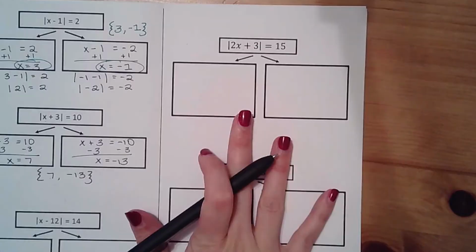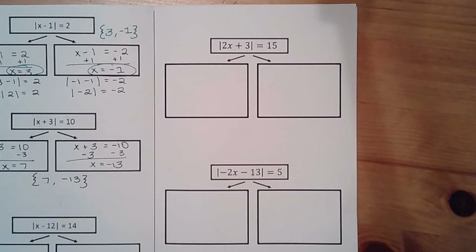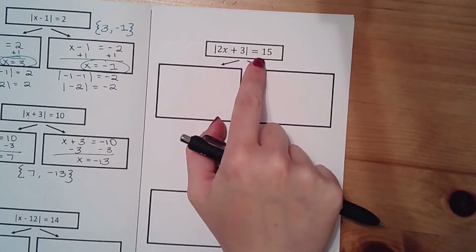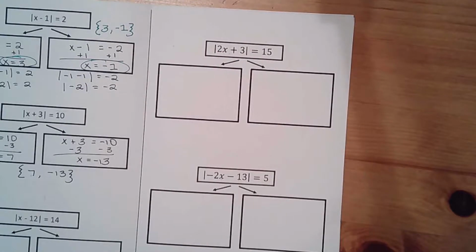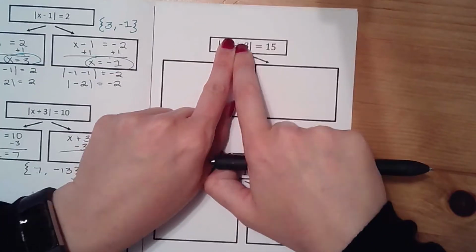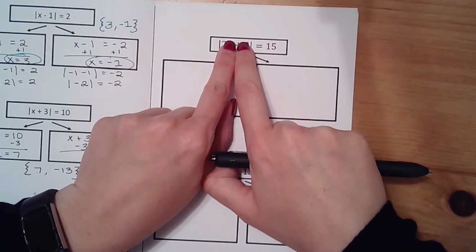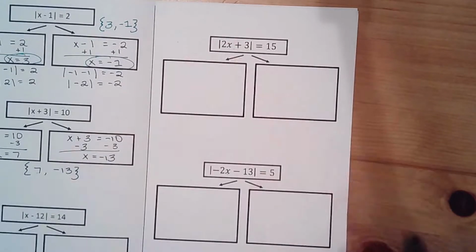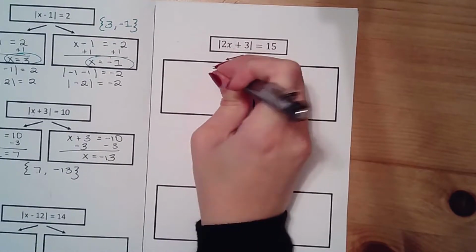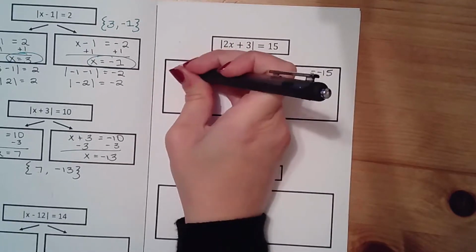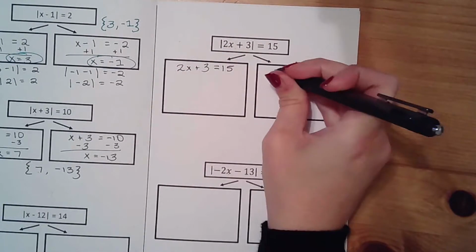All right, these get a little bit more complicated, but not too bad really. So this time, the absolute value of 2x plus 3 equals 15. I know if I cover up this stuff in my absolute value bars, it's saying whatever is in here has a distance of 15 from 0 on the number line. So my two possibilities are still that that stuff equals positive 15 or it equals negative 15. So I write my two equations.